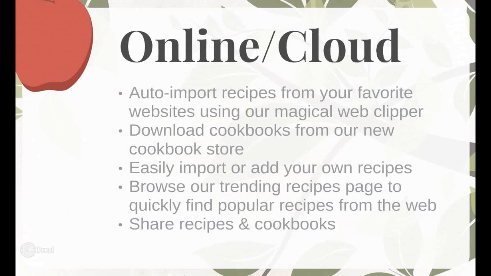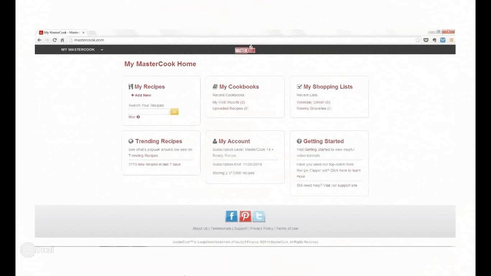Let's look at the first image that is going to show you what MasterCook.com looks like as you are a member of MasterCook. As you can see, there are various boxes for your recipes, cookbooks, shopping lists, which are created from your various menu planning. You'll see the trending recipes, information regarding your account, and some help information that will allow you to get started or to solve some problems as you are becoming more familiar with the software.